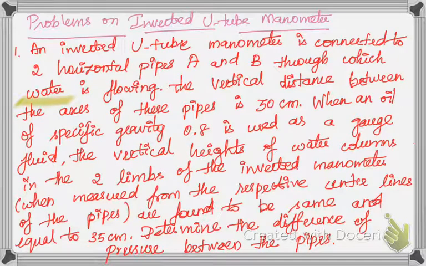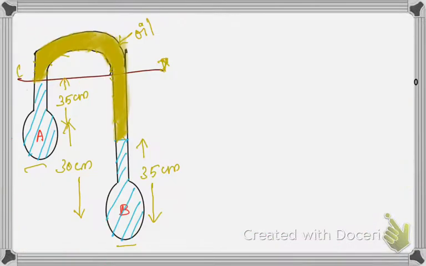Next, determine the difference of pressure between the pipes. It means they have asked to determine the difference, which is PB minus PA or PA minus PB. Whatever it is, we have to get the difference between the pressures. Now, if this is 35 centimeter, this will be 30 centimeter because the datum line is similar. So our datum line is going to be C and D.